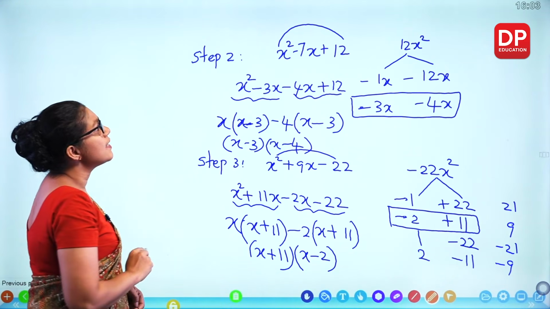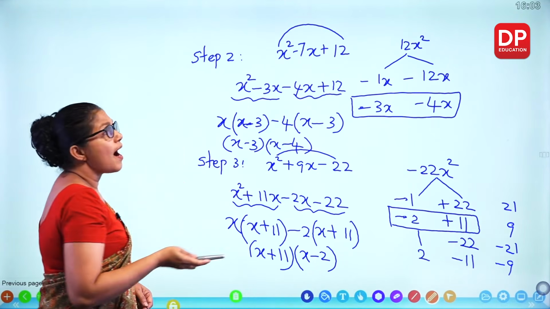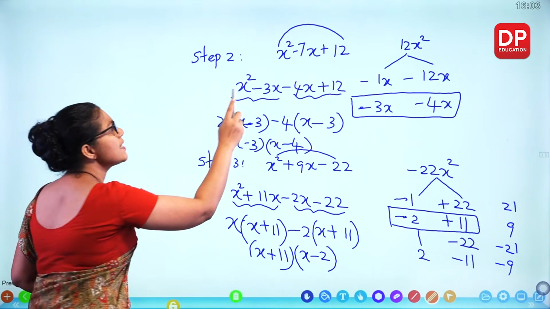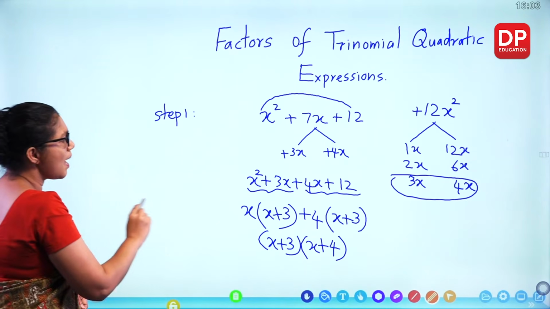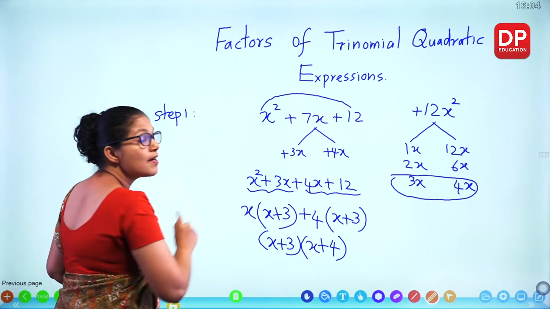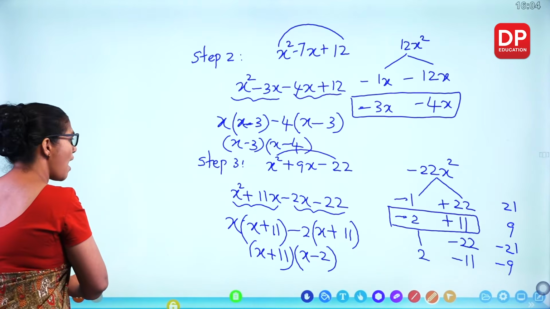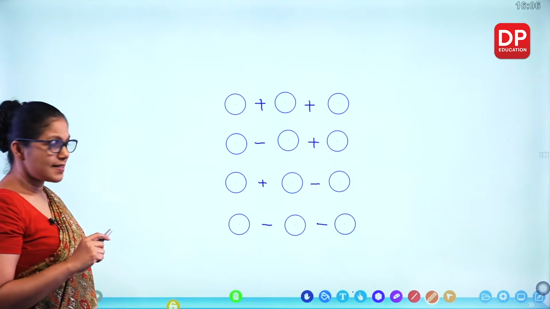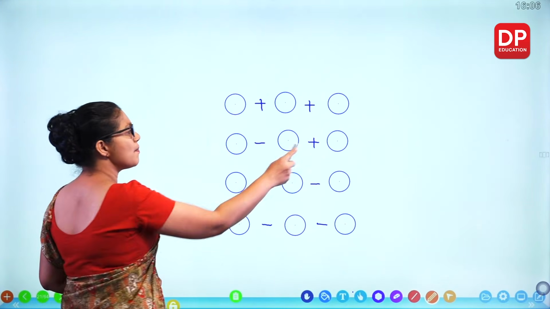When you take the second example, the last term is positive and the previous one is negative, so you get the same sign. In the first example, both are positive, so you get positive for the two terms. So when you look carefully, in the first step we got both positive. In the second step, we got the middle term negative and this one positive.